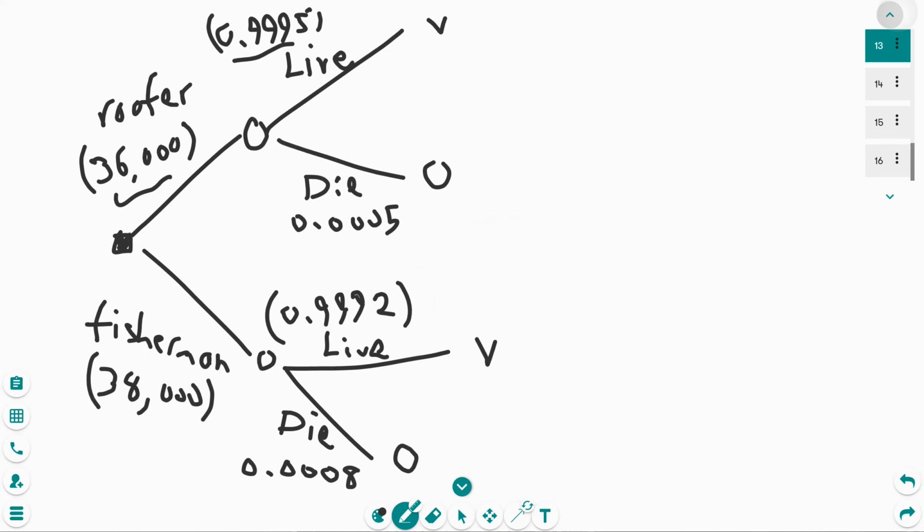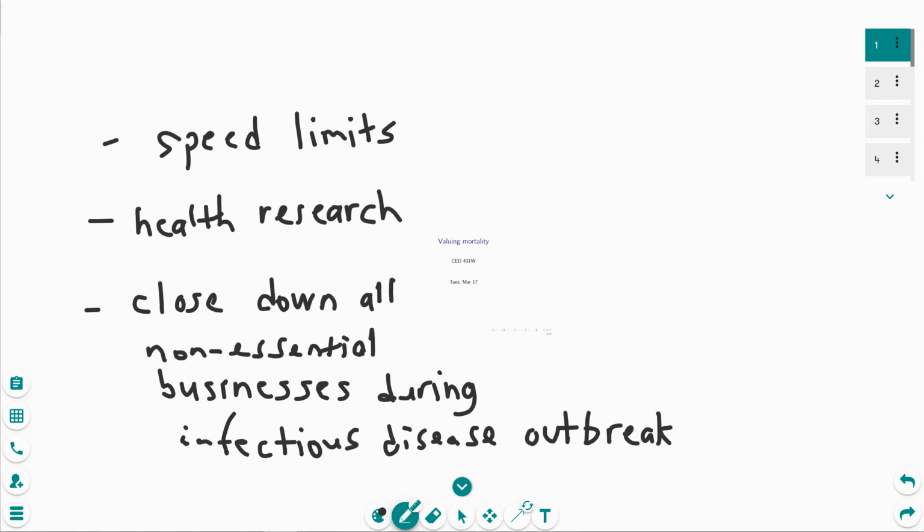Okay, and as I mentioned at the top, the reason we'd be making these estimates is in fact to inform our decisions about, for example, how to set speed limits, how much to spend on health research, and also making the decision about whether it makes sense to close down universities or non-essential businesses during an infectious disease outbreak. Some of these numbers about the value of preventing deaths are undoubtedly being used in the current analysis of how much to shut things down and quarantine people and reduce the risk of the spread of the coronavirus.